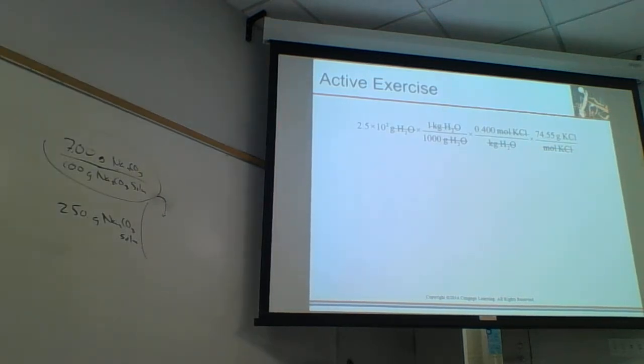The molar mass of KCl is 74.55, so about 7.5 grams to 2 sig figs, 7.46 to 3 sig figs. Again, these slides aren't consistent with the sig figs.